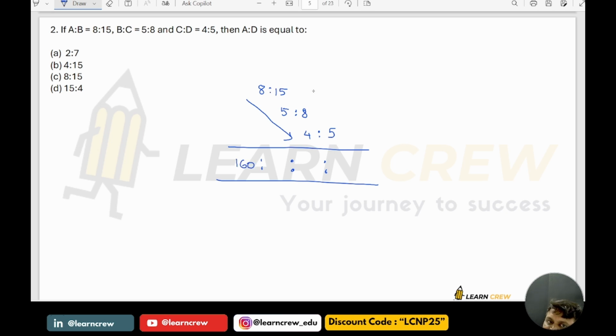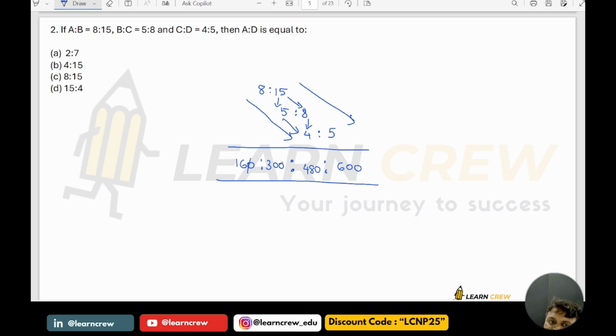The last value you will get when you multiply these terms: 5 into 8, 40 into 5, 120 into 5, 600. And second term and third term: the second term you have to multiply in this manner, 15 into 5, 75 into 4, 300. This third term, 15 into 8, 120 into 4, 480.